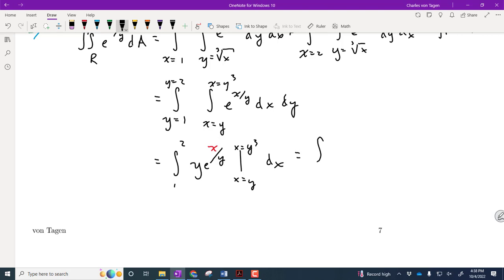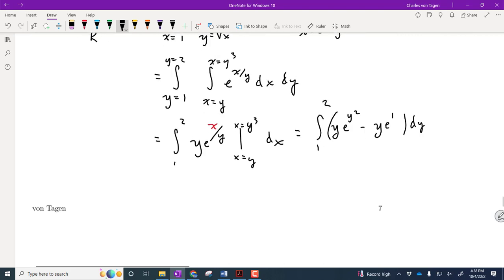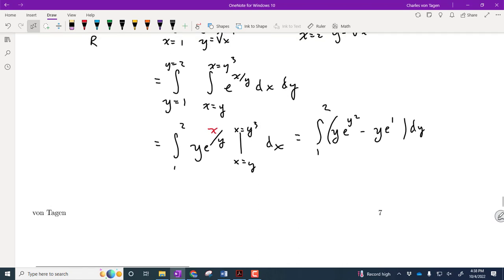So, evaluating this, we've got the integral from 1 to 2 of y e to the y squared minus y e to the first, which is kind of alarming to see, just an e sitting there. Does everyone see why that's e? We okay with that? Yes. No, it should be dy. Yeah. That should be dy. Yep. How we doing, folks?